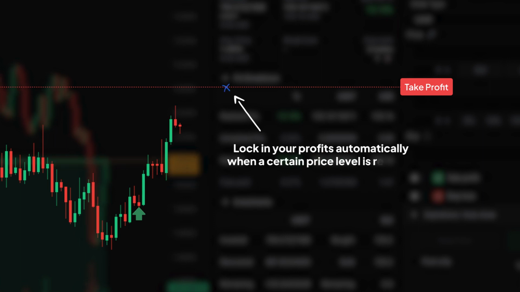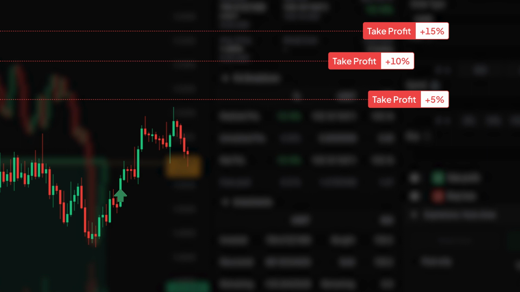Let's get started. Automatic take-profit orders are designed to lock in your profits automatically when a certain price level is reached. This tool is essential for capitalizing on the market's volatility without constantly monitoring the charts. Whenever an entry order fills, your take-profit orders will automatically be placed or adjusted, giving you the ability to participate in the market movement even when you are not watching the chart.